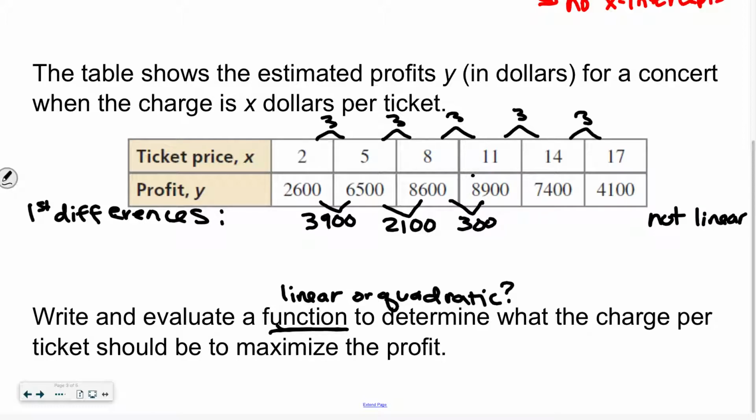Now, what's really cool as we study quadratics and then even higher level polynomials like cubics and quartics, mathematicians can decide if one of those polynomials might be a good model by looking at the next set of differences. So we have the first differences. Now we're going to look at second differences. Okay, for second differences, you take your first differences and look at those. So 2100 minus 3900, that's what? Negative 1800.